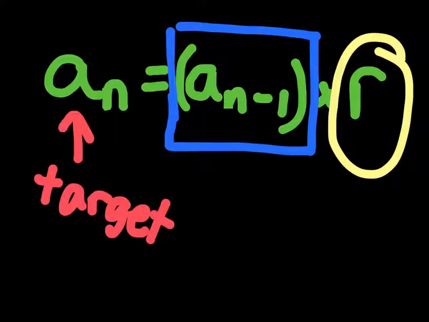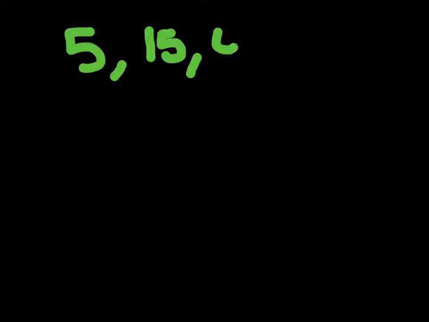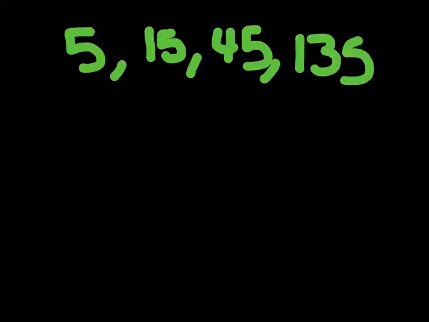So this common ratio could either increase or decrease the value. We'll look at two examples right now. So let's say we have this series 3, 15, 45, and 135. And I meant to say 5, not 3, so that's my fault, sorry.